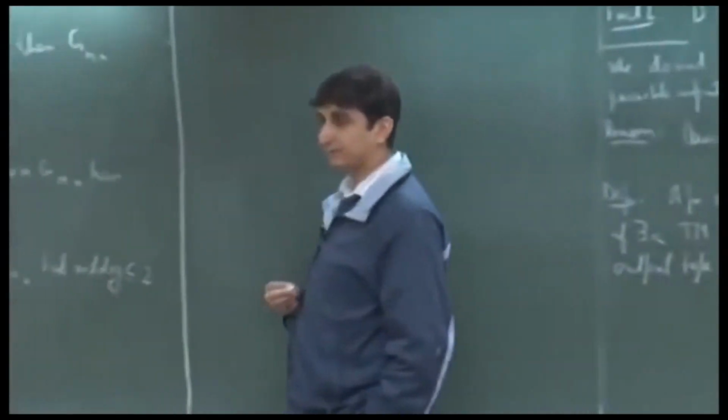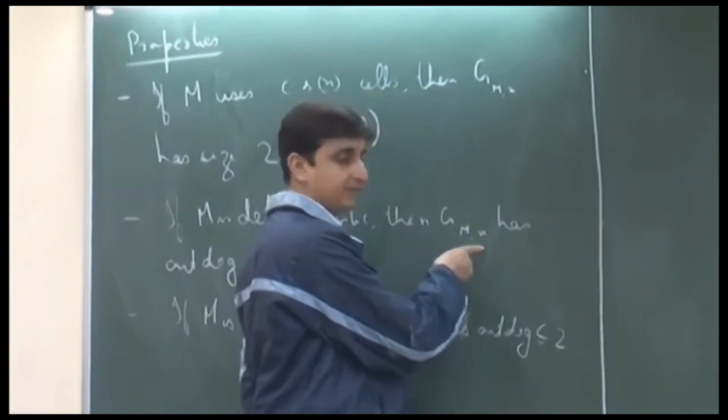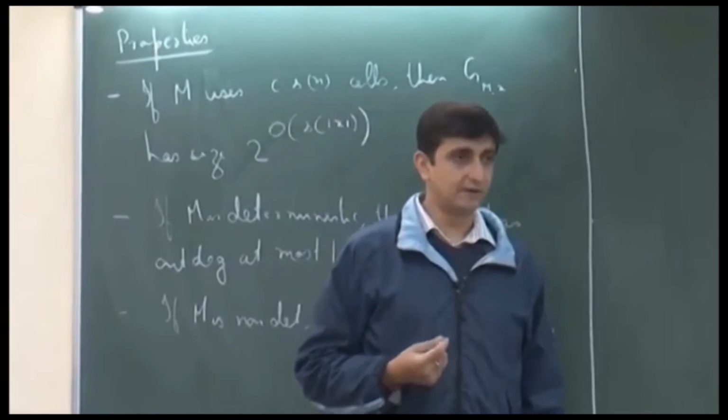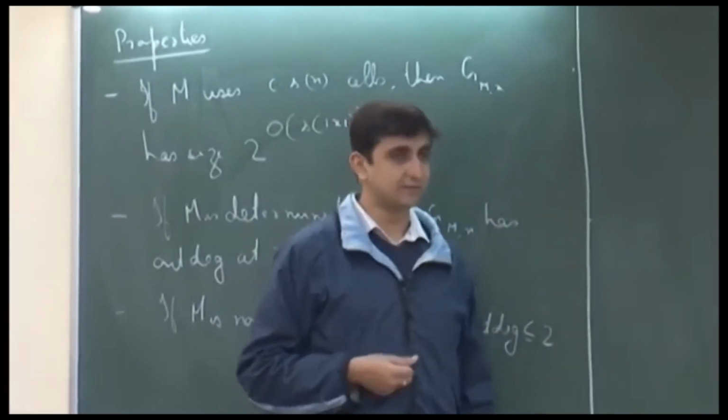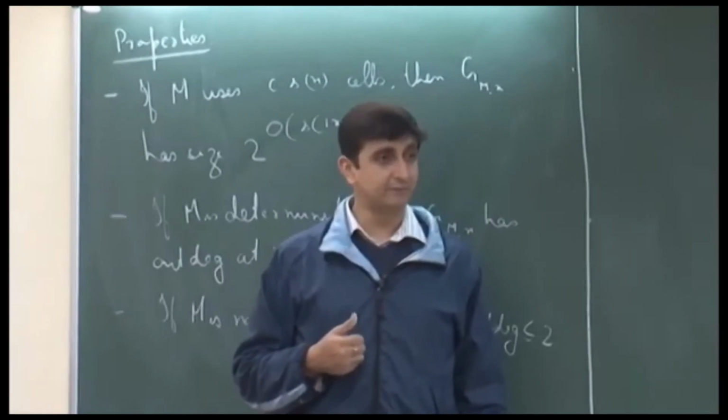So, how can we determine? Let us say we are given this graph GMX, okay. That is, for an input x we have constructed this graph. Can you look at this graph and determine whether x belongs to the language of M or not?